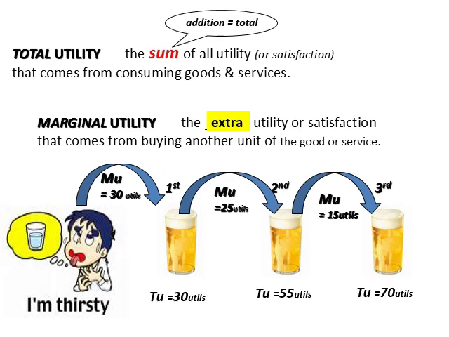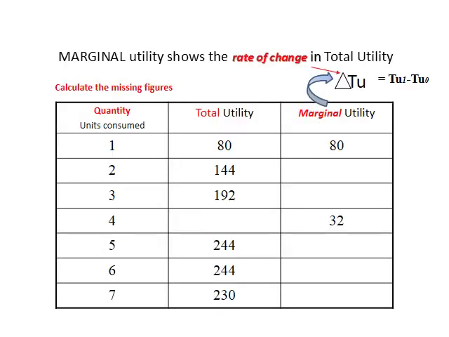On the next slide, I'm going to get you to complete the table by calculating the marginal values. Don't forget that marginal utility shows the rate of change in total utility, so delta TU, the change in total utility. How do we calculate it? You take the total utility of the first unit from having no units, so TU1 minus TU0, and then TU2 minus TU1, TU3 minus TU2, etc. The calculation is very simple, so I'll leave you to complete the table.